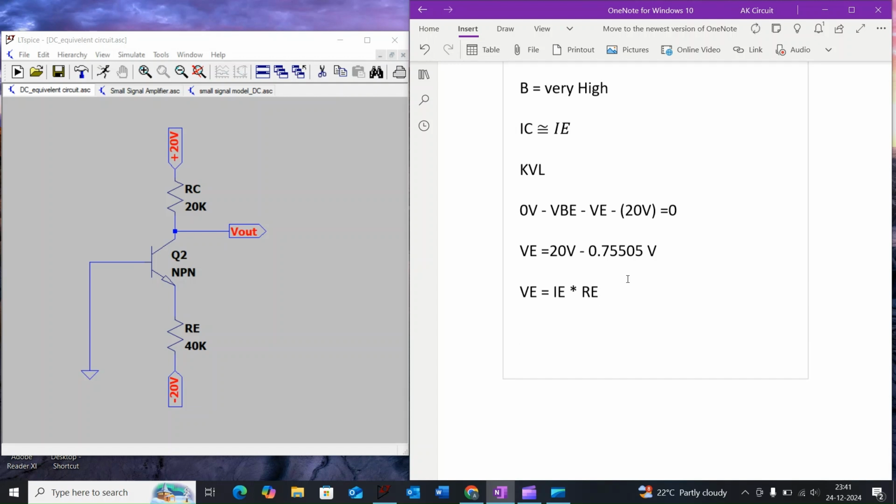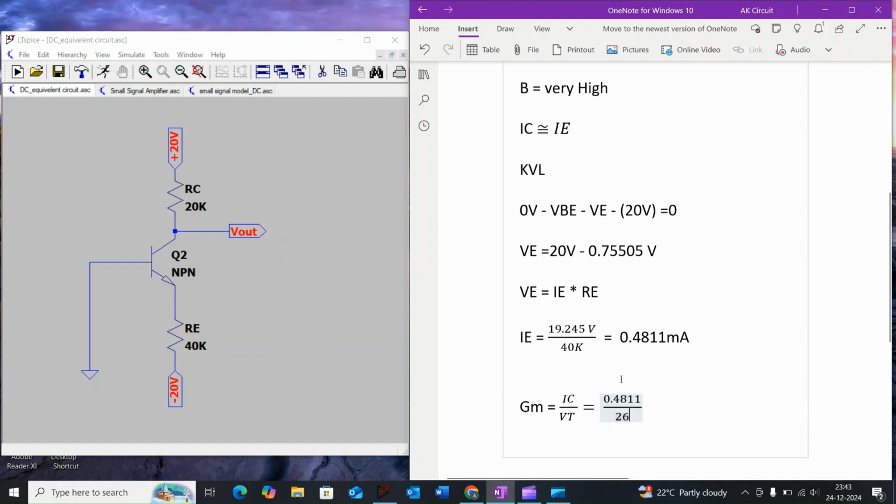That means the emitter current IE is equal to 19.245 volt divided by 40 kilo ohm, which is equal to 0.4811 milliamps. So the transconductance GM is equal to IC divided by VT, which is equal to 0.4811 divided by 26. This is the value of the transconductance.